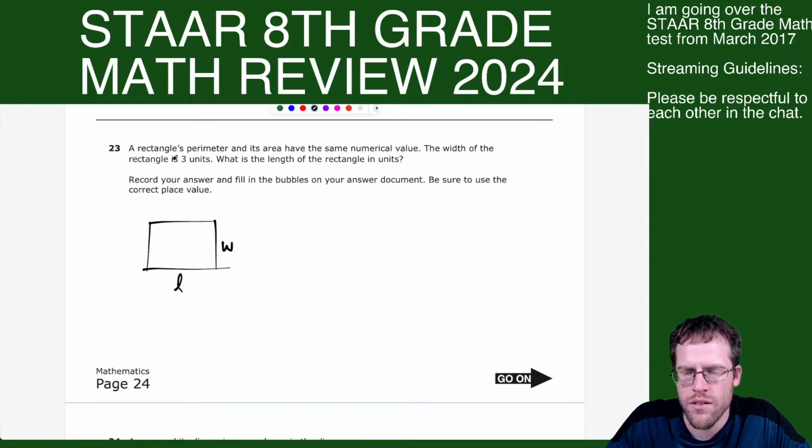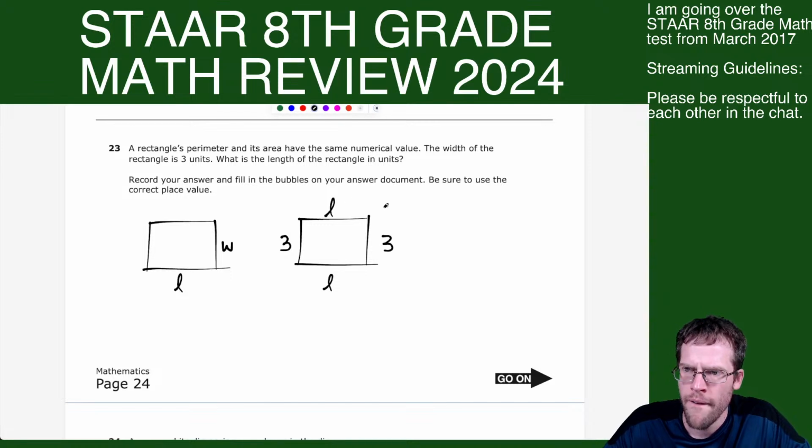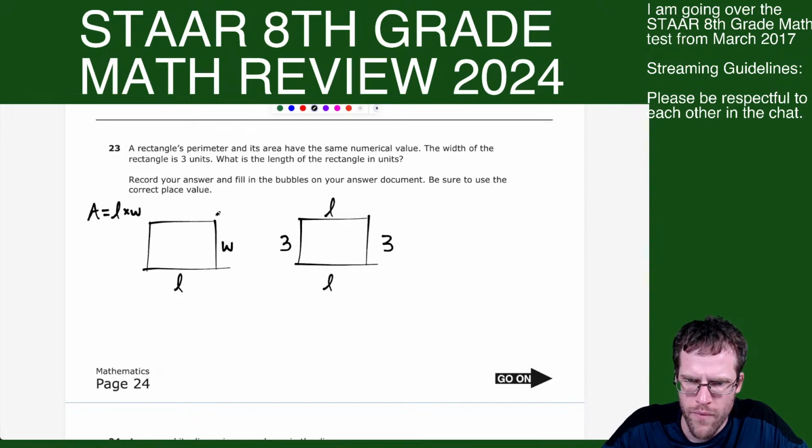The width is 3 units. So I'm going to redraw this, and the width is 3 units. We want to know what the length of the rectangle is in units. So here, just know that in a rectangle, the opposite sides are equal in measure. So if this is 3, this is 3. If this is L, this is L. They told us the perimeter and area have the same numerical value. The area of a rectangle is length times width. And since the opposite sides are equal in measure, the perimeter could be L plus W plus W, or I could say 2 times the length plus 2 times the width.